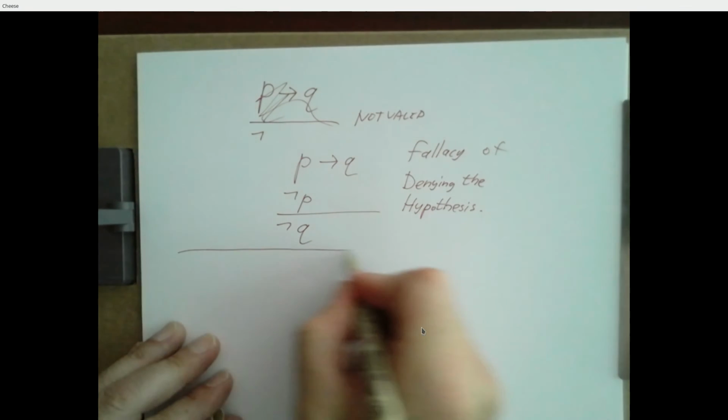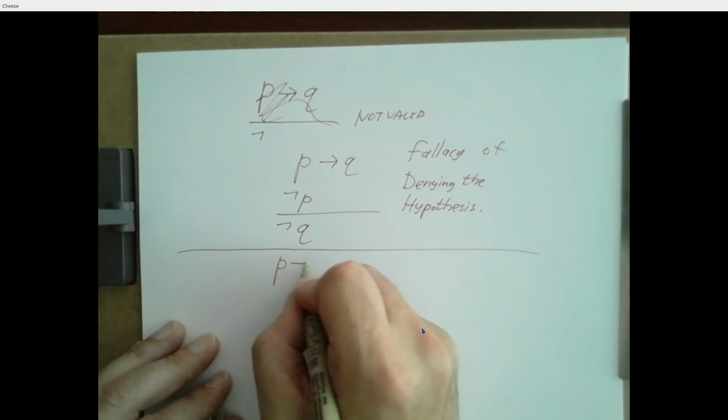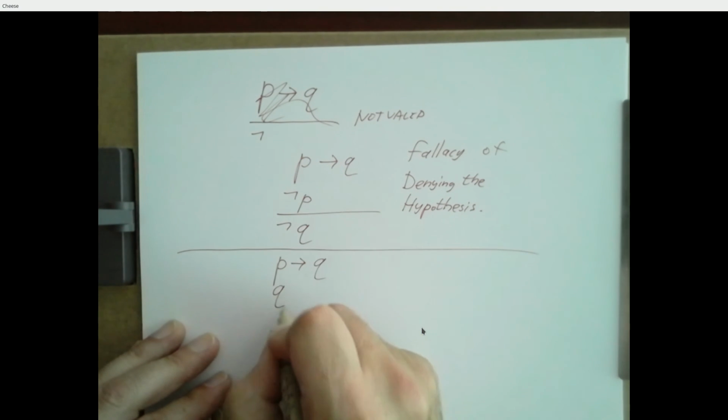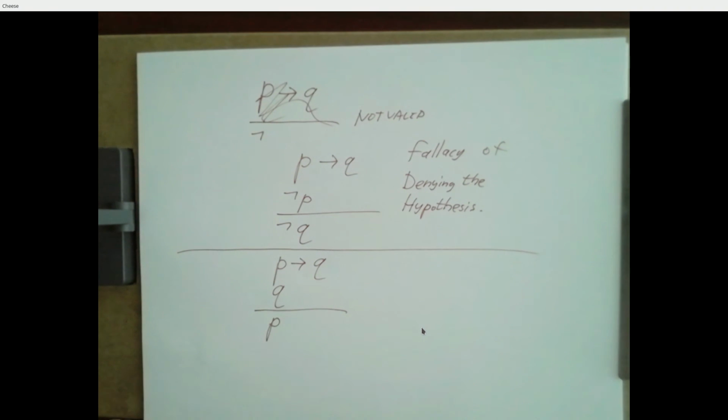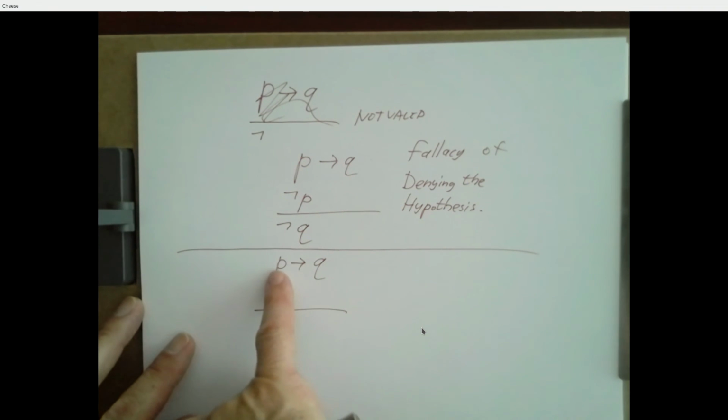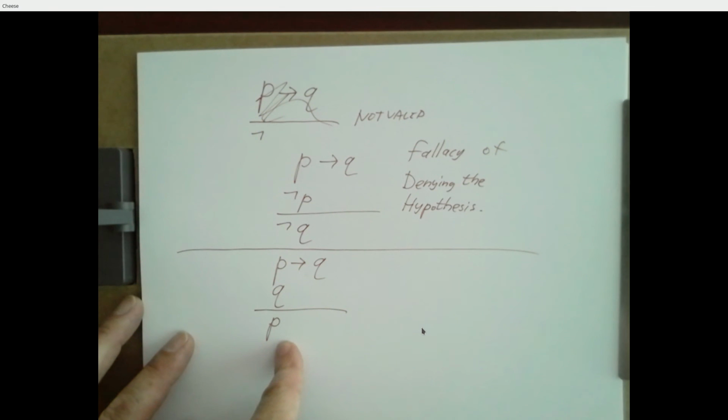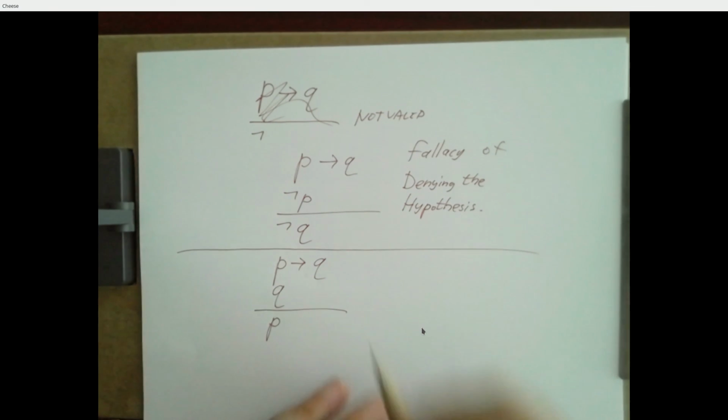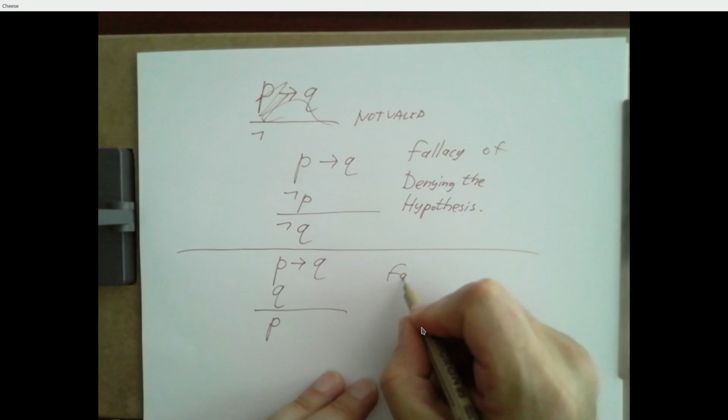Okay, and there's another fallacy. If P, then Q, and you try to conclude P. If you are a cat, then you like fish. You like fish, therefore you must be a cat. Doesn't follow. So this is the fallacy of affirming the conclusion.